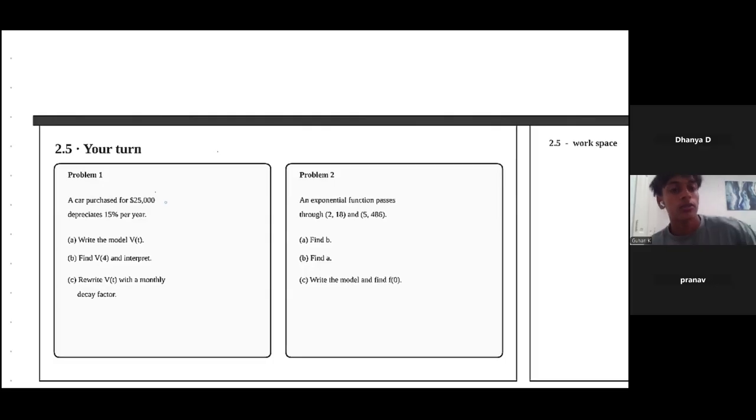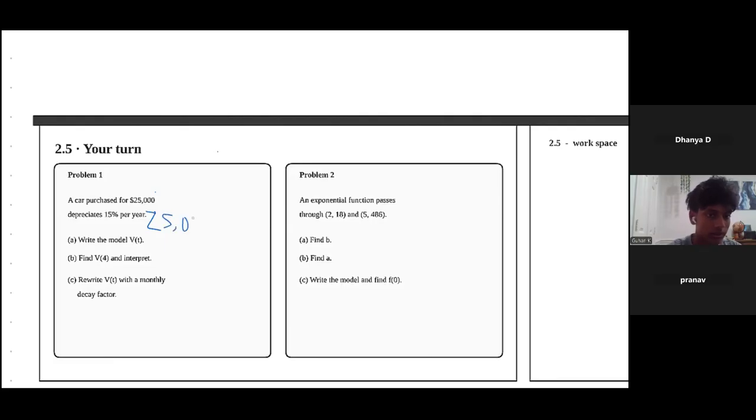Okay, so problem 1, a car purchased for 25,000, which depreciates 15% per year. It's going to ask us to write the model, find V of 4 and interpret what it means, and write V of t with the monthly decay factor instead of yearly. Okay, so 25,000 is going to be our a value because that's what the value is when time equals 0, right?